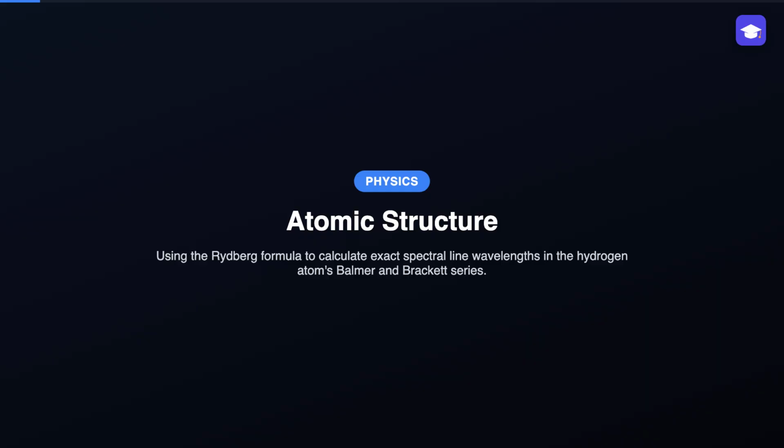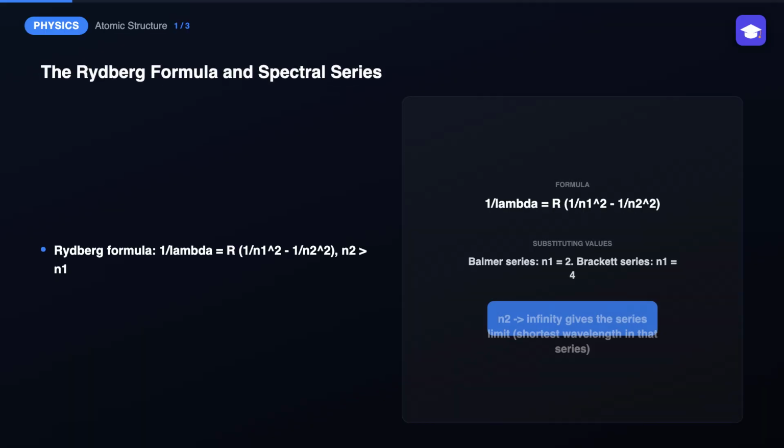Today's topic is calculating spectral line wavelengths in the hydrogen atom's Balmer and Brackett series, a direct, formula-driven application of Bohr's model. Let's begin. When an electron in a hydrogen atom transitions from a higher energy level to a lower energy level, it emits a photon of a specific, precisely defined wavelength. And the Rydberg formula calculates this wavelength directly.